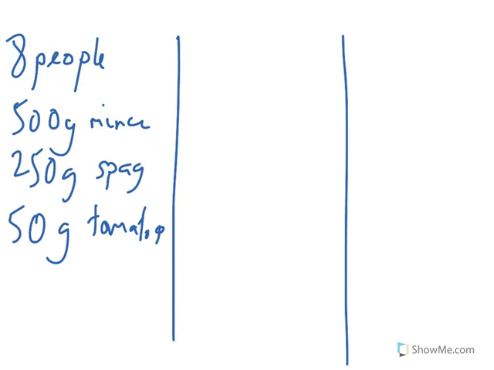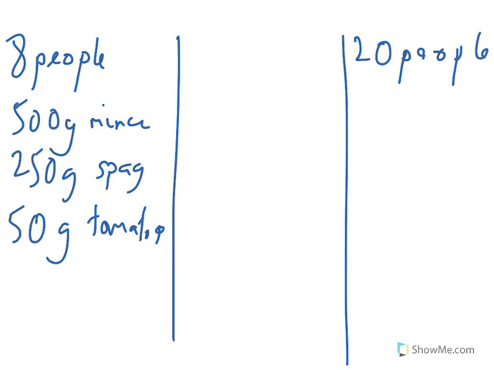So here we go. The question might say, to make spaghetti bolognese for 8 people, you need 500 grams of mince, you need 250 grams of spaghetti, and you need 50 grams of tomatoes. Whether that's true, I don't know. Let's say the question asks, how much ingredients do you need for 20 people?